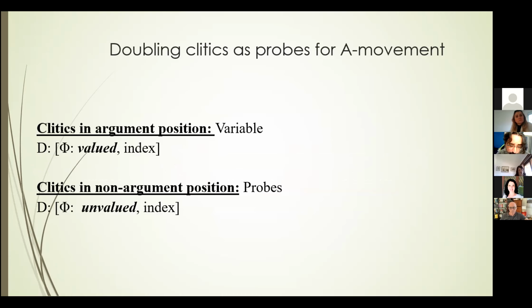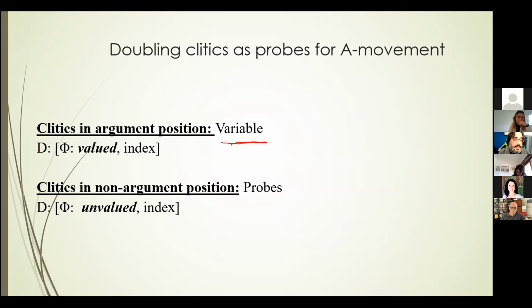Whereas clitics in argument position, this means clitics in cases of clitic left dislocation, but clitics in argument position in general, are variables. So we have two types of objects. This is the new part of it, the original part of the proposal, if you want. Yeah? You have variables. What is a variable?